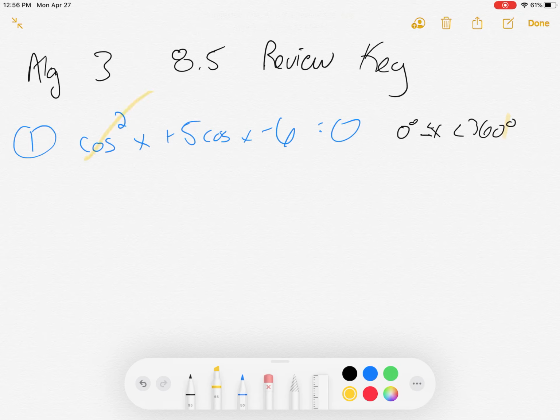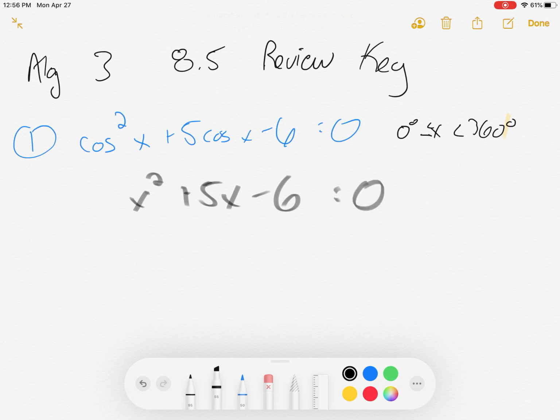Okay, so again, we can't combine this and this because one's squared and one is to the first power. So if this looked something, let's say instead of cosine we had x. So what if we had x squared plus 5x minus 6? How would you solve that?